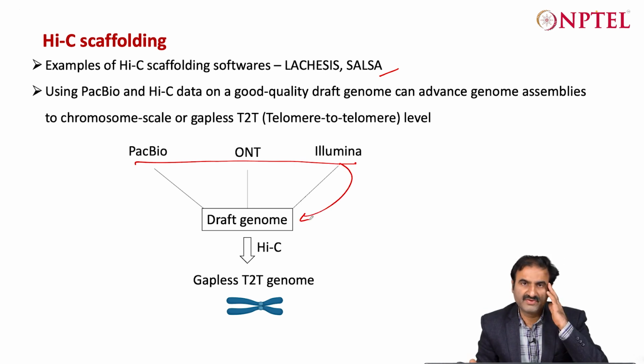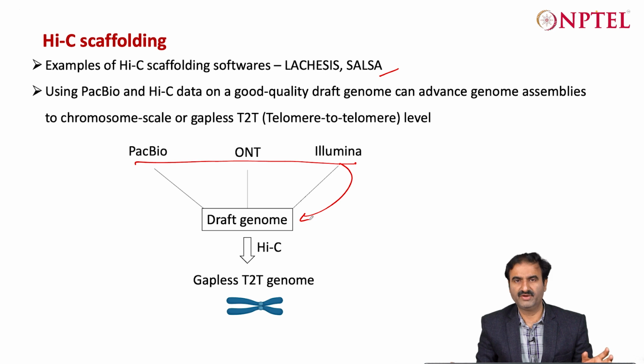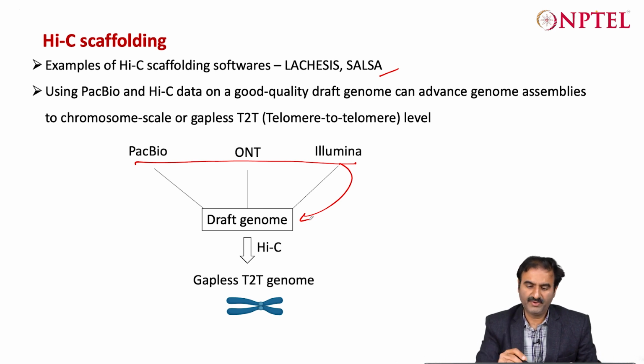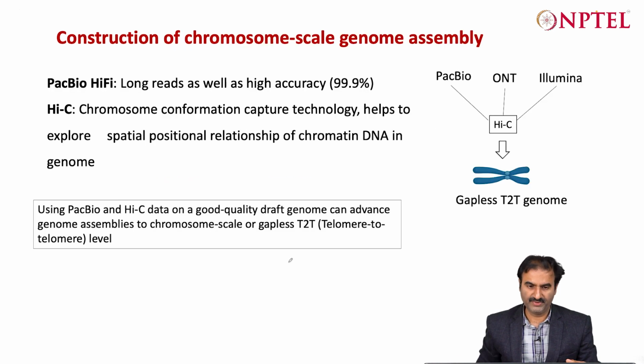We discussed the metrics, like how many parameters, and how to estimate the quality so that it is good enough for Hi-C. Followed by the Hi-C, at this level you will get the chromosome-level assembly, which can be used further to make the gapless telomere-to-telomere genome.